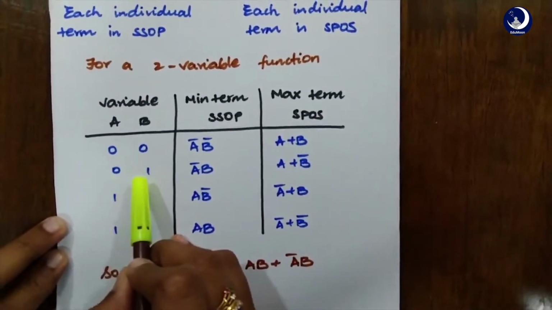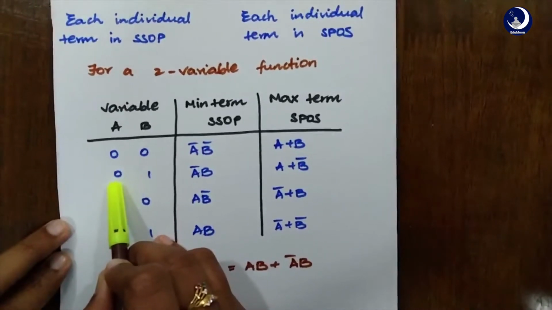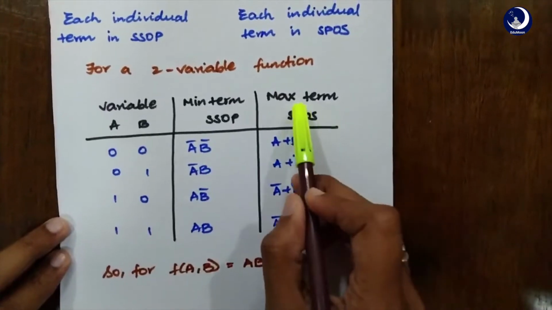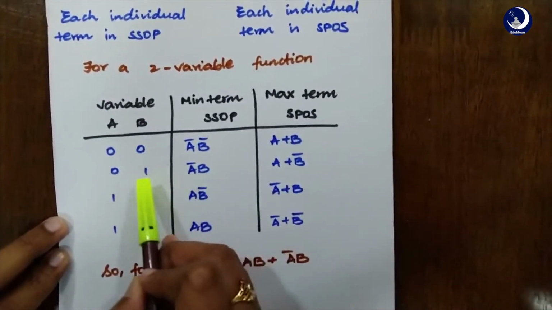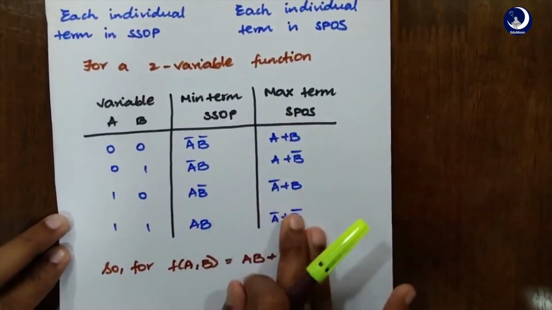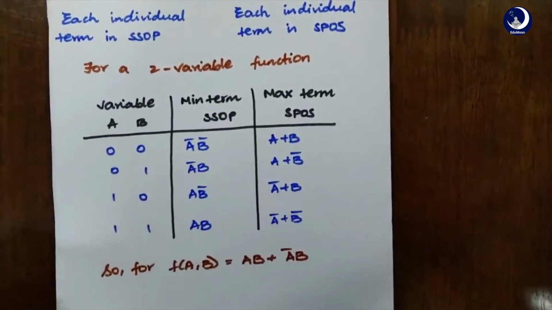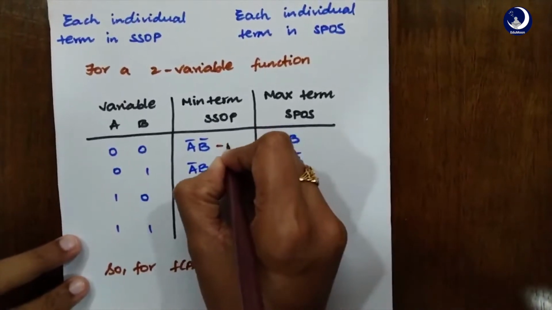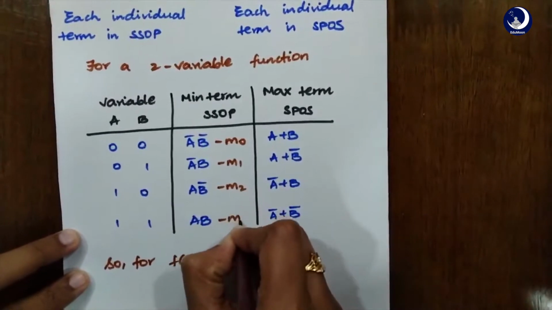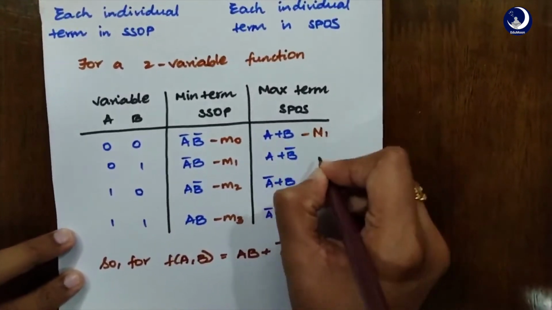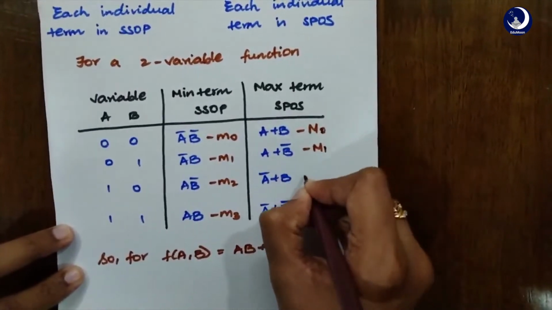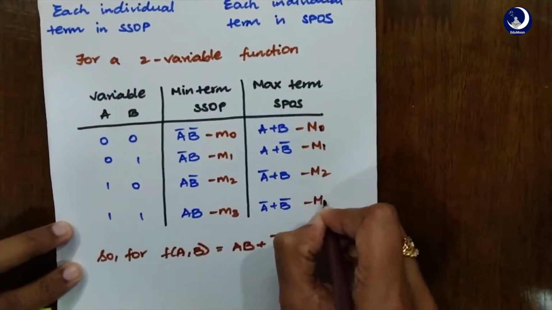Similarly, for a 0 and a 1, generally we put a complement for 0, like a bar for 0, so a bar b. But in the case of max terms, these are reversed. For 1, it is given the priority, like 1 is taken as b bar. Don't confuse these notations. Now, all of these individual terms are represented using small m0, m1, m2 and m3, and the max terms are written as capital M0, M1, M2 and M3.